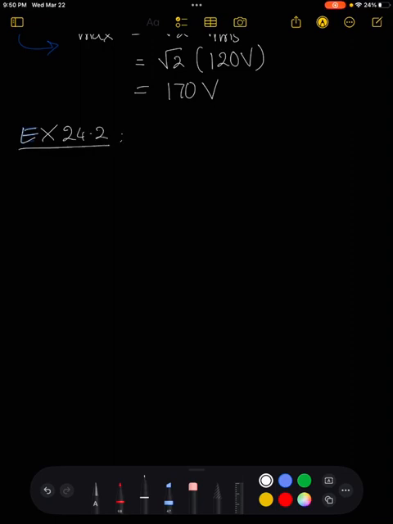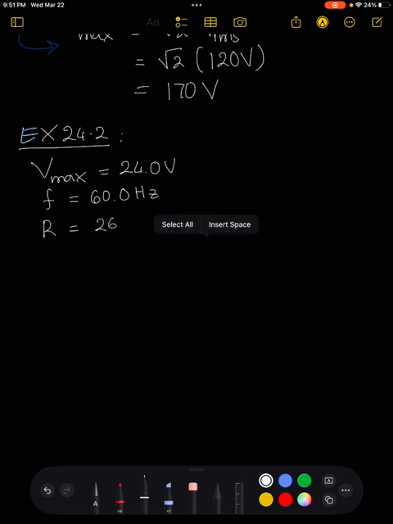24-2. Okay, so in this example, it's saying that an AC generator with maximum voltage of 24.0 volts and frequency of 60.0 hertz is connected with a resistance of 265 ohms. So let's draw the picture here first.